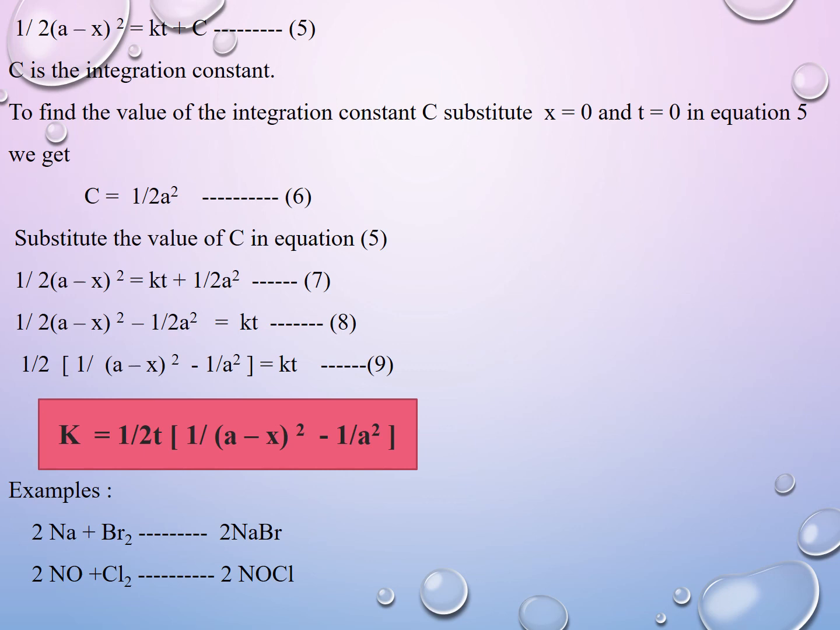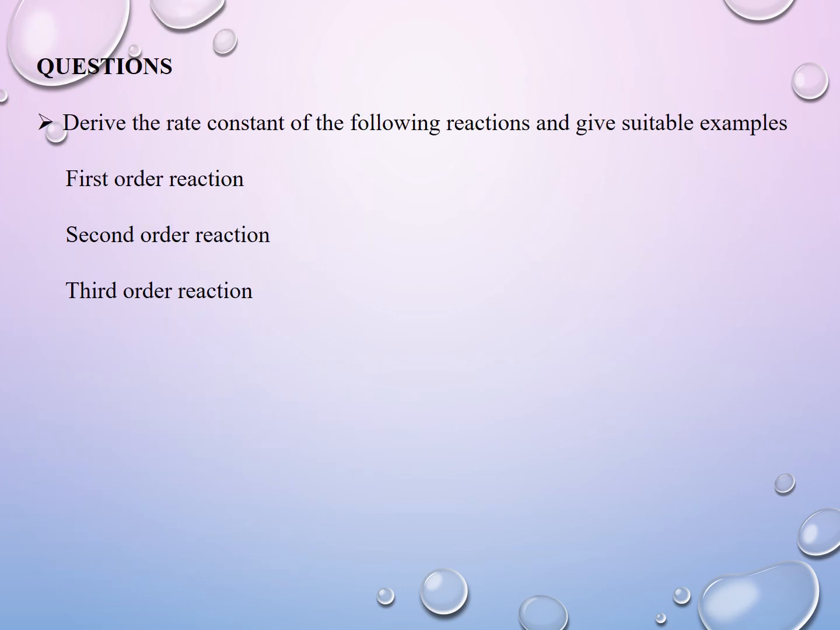Now very good examples are sodium. When it reacts with bromine to form sodium bromide, it is a third order reaction. In the same way, when nitrous oxide reacts with chlorine and forms nitrosyl chloride, that is also a third order reaction. Now the questions are: derive the rate constant of the first order, second order and third order reaction.